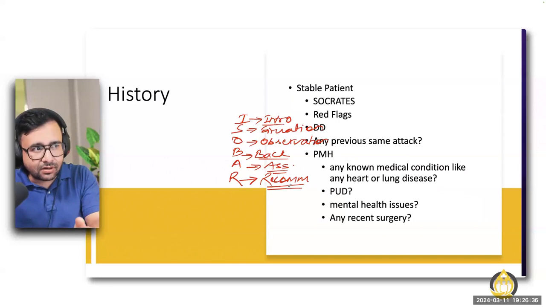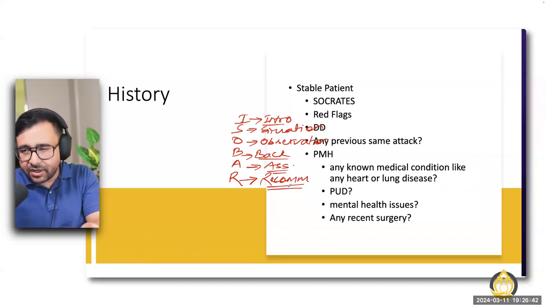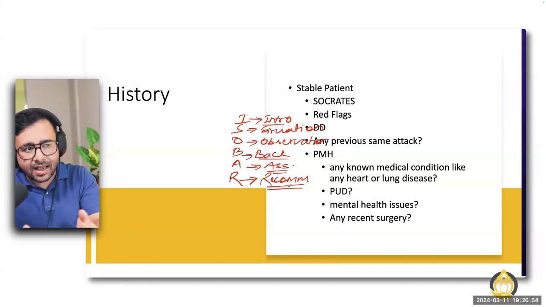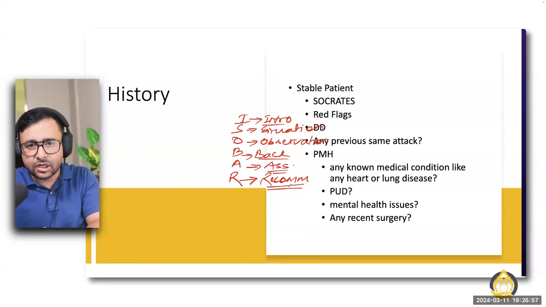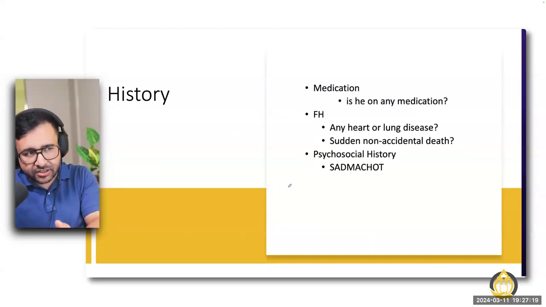So quickly, you'll ask questions about the red flags in the differential diagnosis, and then any previous or similar attack, then past medical history, any known medical conditions like any heart or lung disease, any peptic ulcer disease, any mental health issues, any recent surgeries. And you can see that in the past medical history, why am I asking about any heart or lung disease? To know about the risk factors. Peptic ulcer disease, why? Because of the similar kind of presentation sometimes. Mental health issues, because I have anxiety disorders, hyperventilation syndrome in my list of differentials. Any recent surgery, because I'm suspecting pulmonary embolism as one of the causes as well. So the relevant questions in the appropriate section.